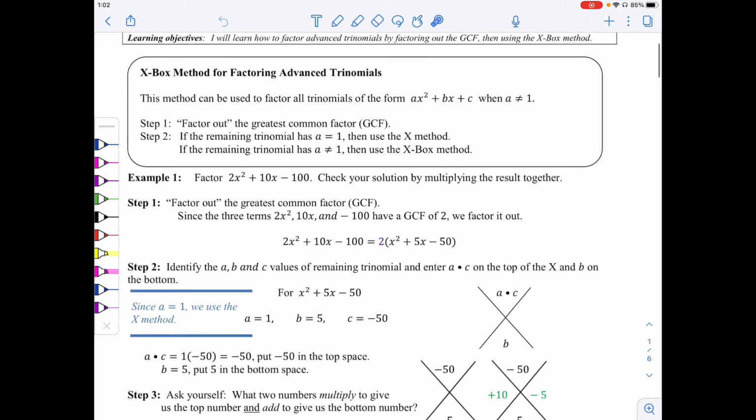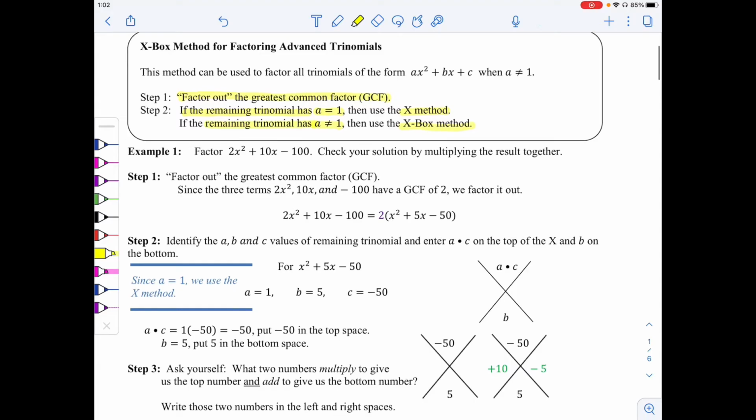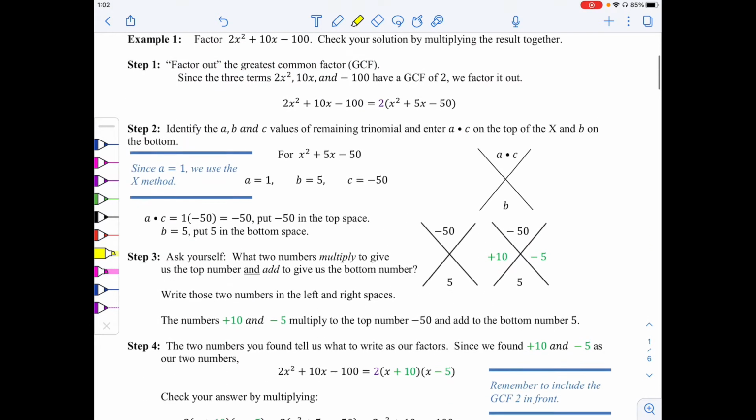So first, remember when we did GCF? So this is the GCF. Step one is factor out the greatest common factor, GCF. If the remaining trinomial has a equal to 1, then we use the x method. If the remaining trinomial has a not equal to 1, we use the x box method. Both ways we know how to do. Just first step, we take out the GCF. That's it. Okay, so let's look at this first example.